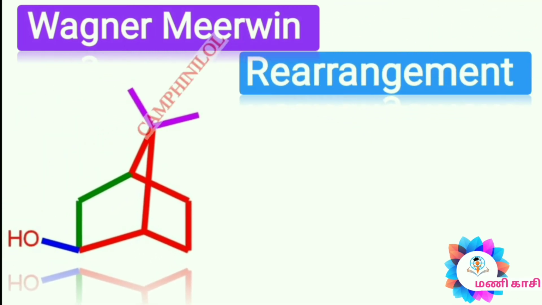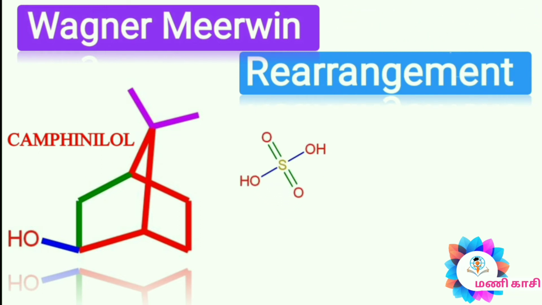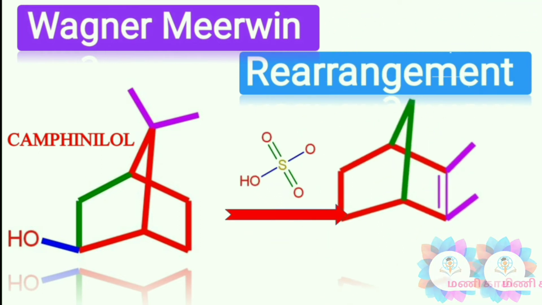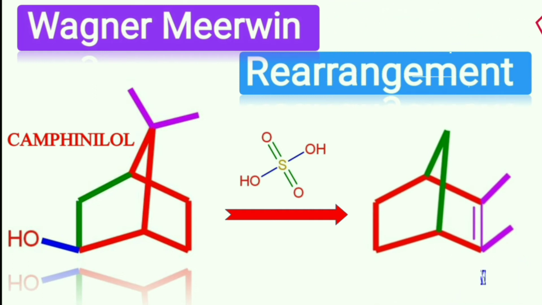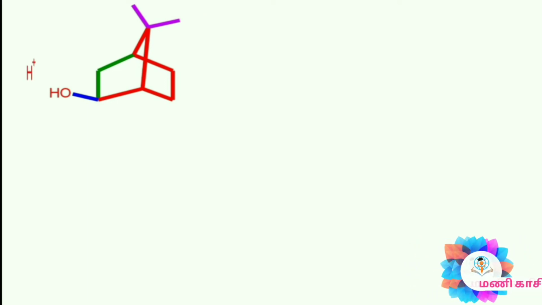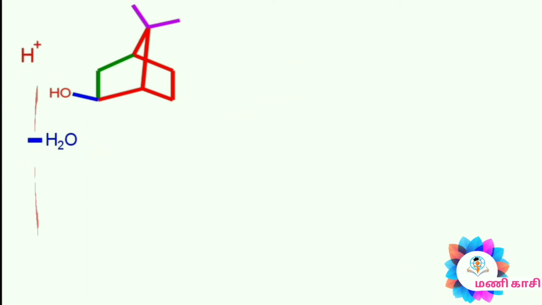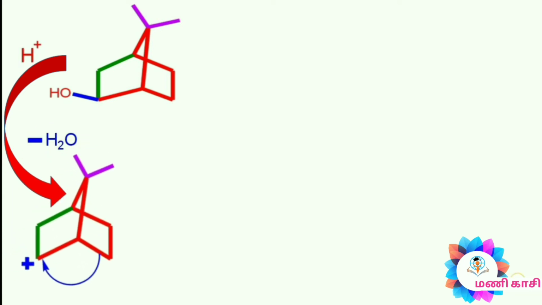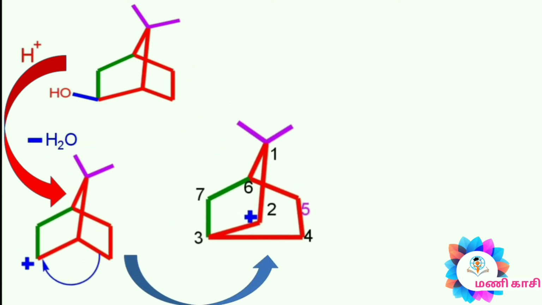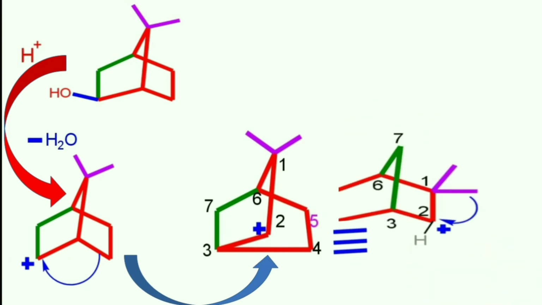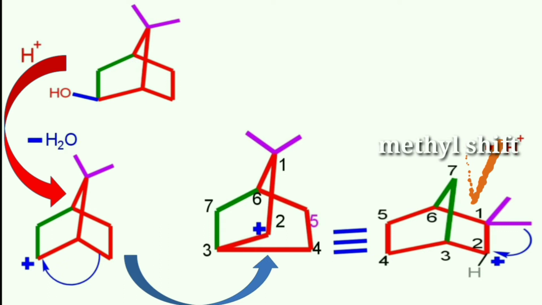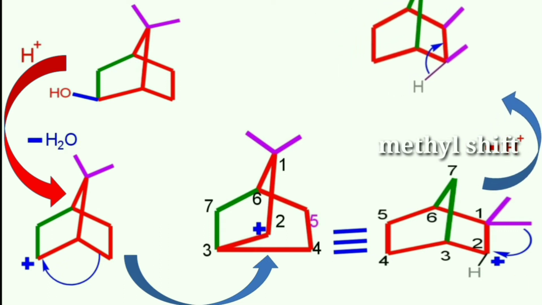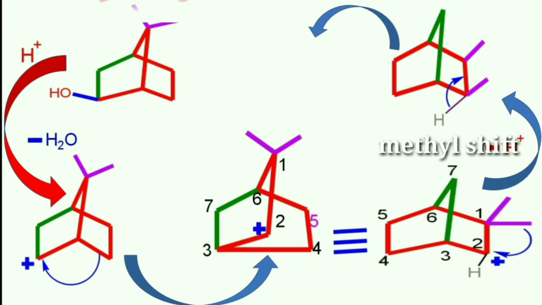It is another example of the Wagner-Meerwein rearrangement. Camphenilol reacts with sulfuric acid and rearranges to give santene. Mechanism of this rearrangement. Step 1, leaving of a water molecule, and it forms a secondary carbocation. Step 2, a bond migrates to the positively charged carbon. Step 3, the conversion of terminal carbon into bridged carbon. Step 4, migration of methyl group to the positively charged carbon. Step 5, deprotonation of hydrogen, and it gives santene.